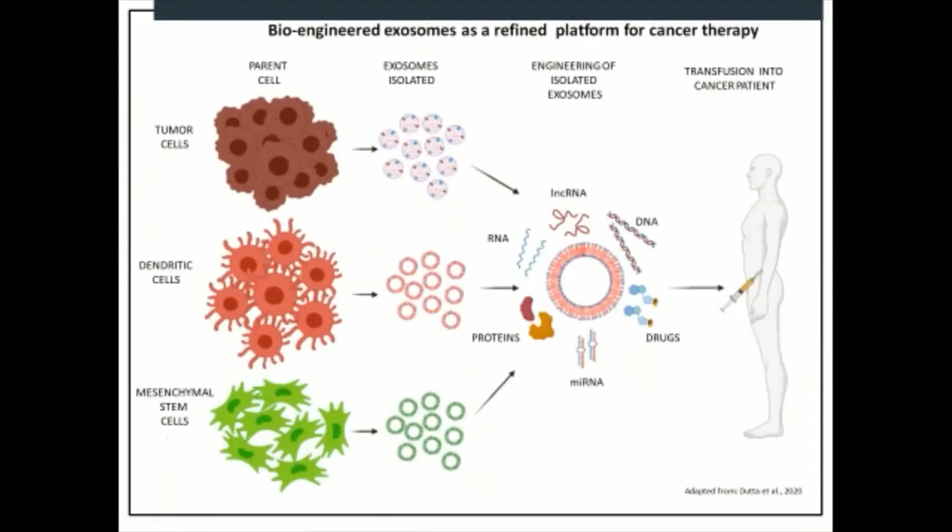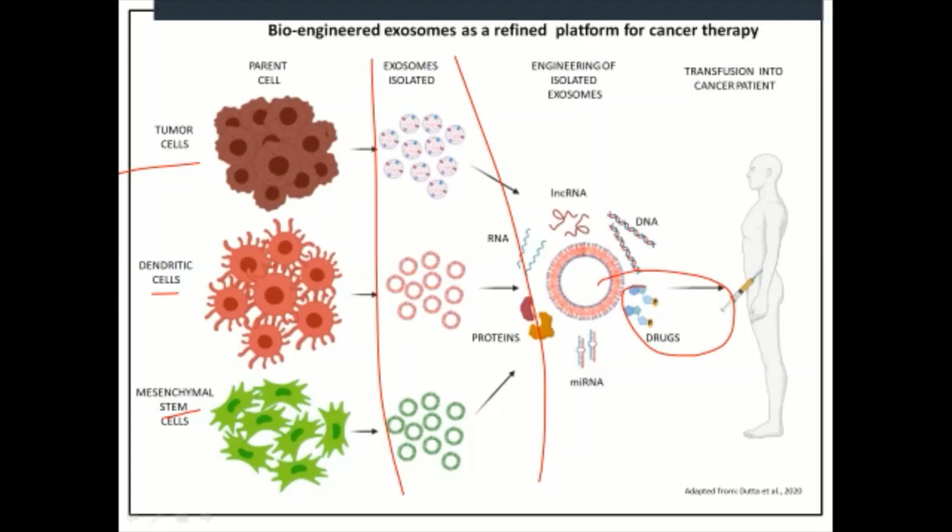So next we move on to the therapeutic aspect of exosomes. Over here we can see that various cells secrete exosomes, such as tumor cells, dendritic cells, and mesenchymal stem cells, and exosomes are being isolated from all these types of cells. After we have isolated these exosomes, we can package various biomolecules or chemotherapeutic drugs within them, and after that it is re-injected back into the patient to target the tumor cells.